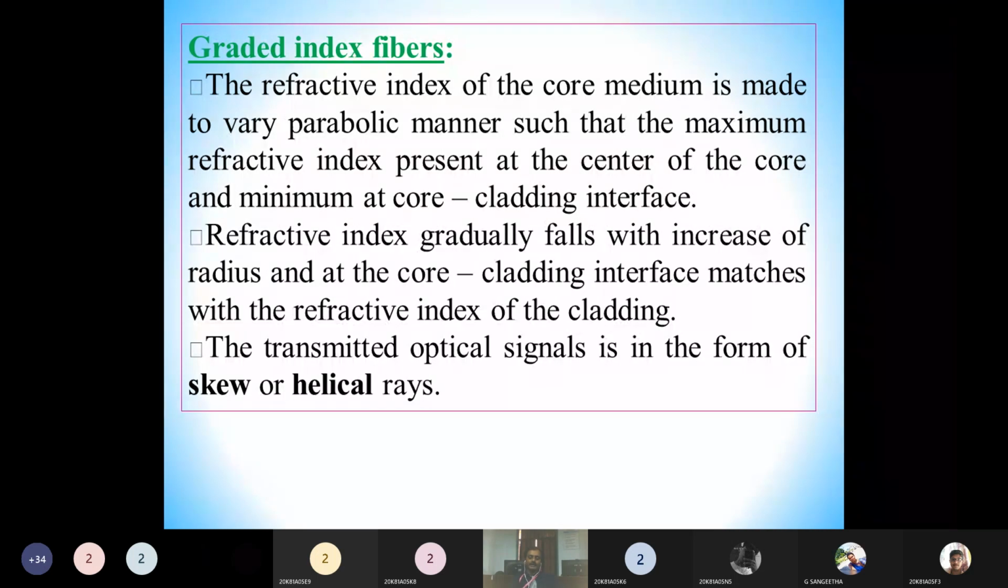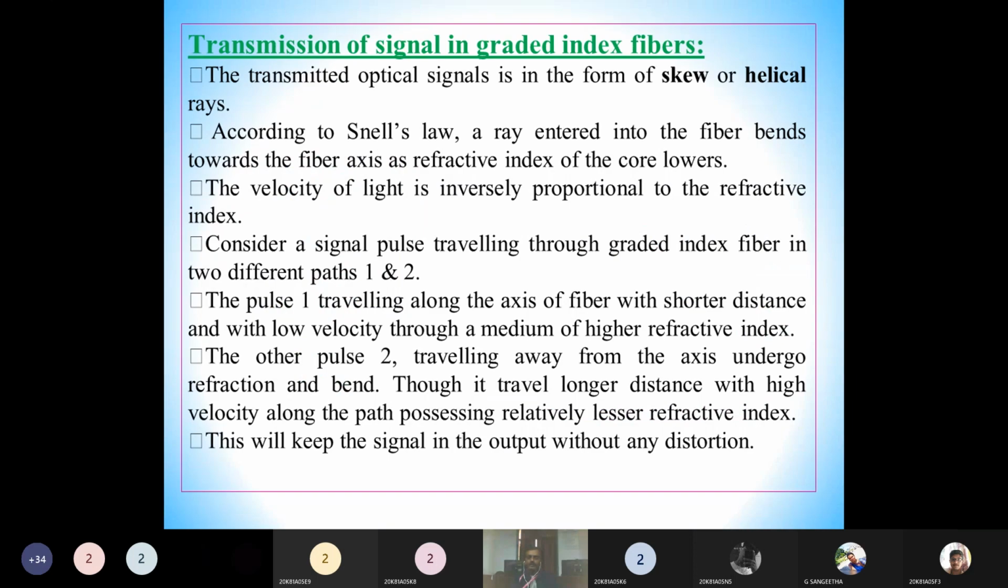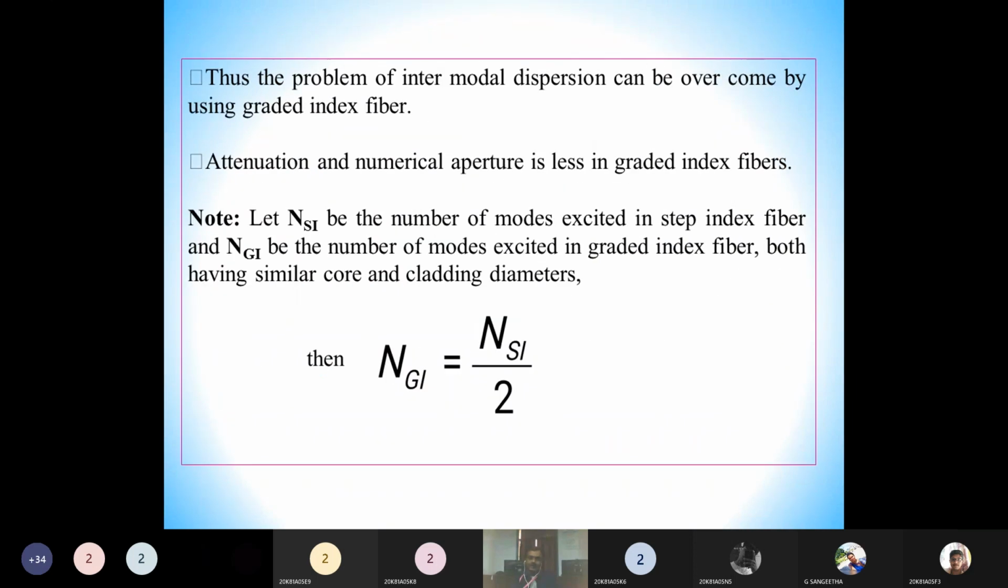In the case of graded index, the core refractive index is not constant, it varies from one place to another. That means at the center of the core the refractive index is maximum. As you go towards the core-cladding interface, the refractive index decreases and reaches the cladding refractive index. This is the case in graded index fibers. Okay, and how the transmission happens we discussed, and the modes of propagation also we discussed.